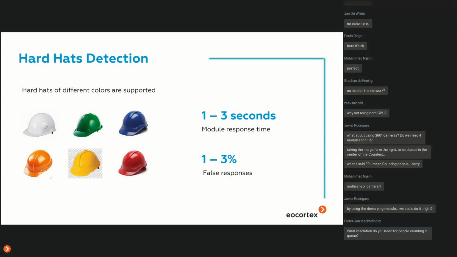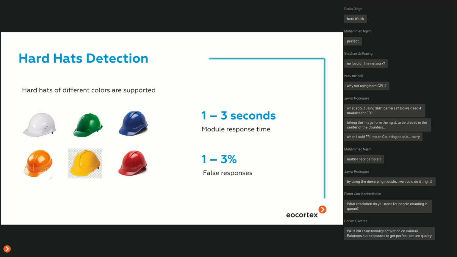Let me tell you now about the other modules that we have that run on neural networks, and we'll get a little bit into the specifics of how they work, what they require, and what the parameters of them are. So the hard hat detection module runs on neural networks, just like the people counting and the face recognition, which allows it to detect hard hats of different shapes and colors.